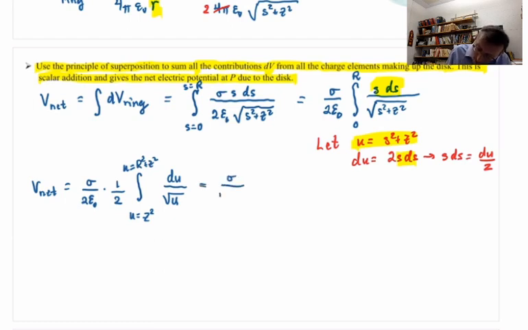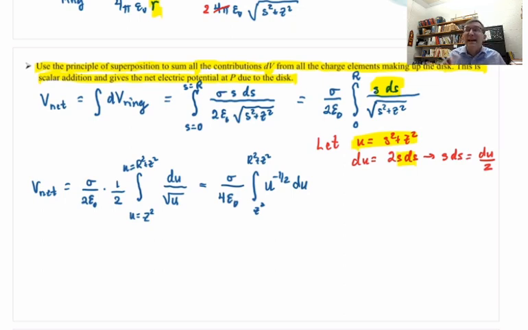So this is sigma over 4 epsilon 0. I'm going to write it like this, u to the minus 1/2 power du from z squared to R squared plus z squared. And then I just think of that as the integral of x to the n dx. Right? Look at the pattern where the n is negative 1/2.